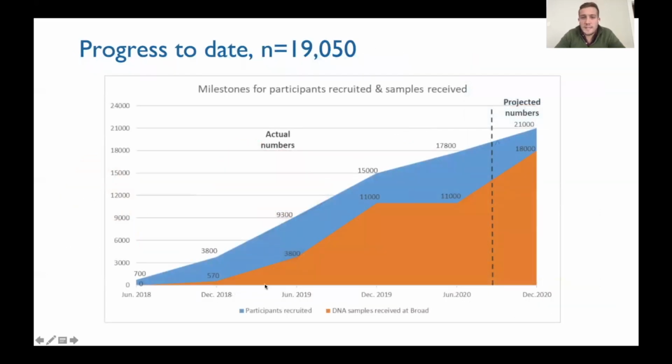So to date, as of October 1st, we are at 19,000 of our projected 35,000 goal. This chart shows the participants recruited from our original start, which was back in June of 2018, to now, and that's in blue. And then in orange are the samples that we've received here at the Broad Institute. And we expect, as I said before, to reach our target hopefully by 2022.